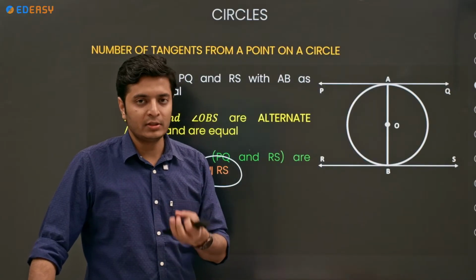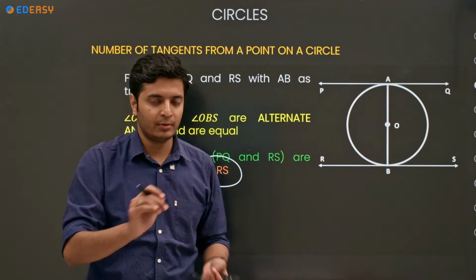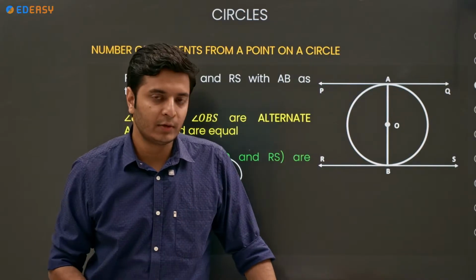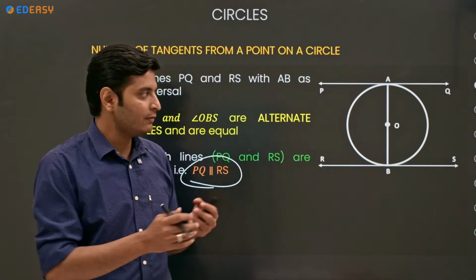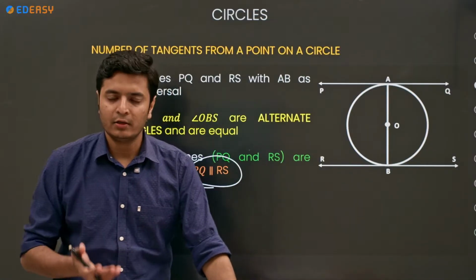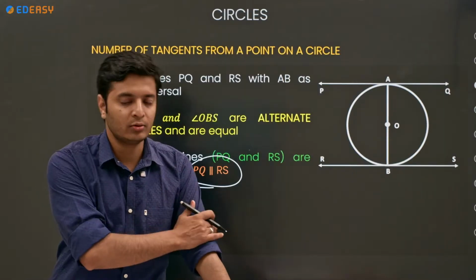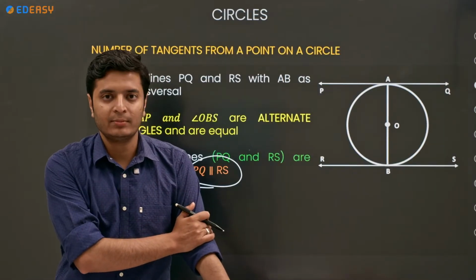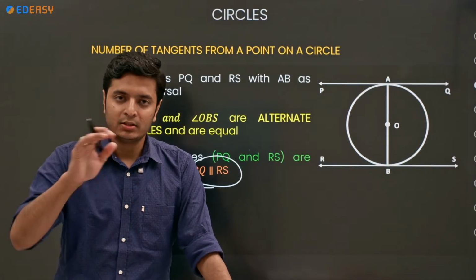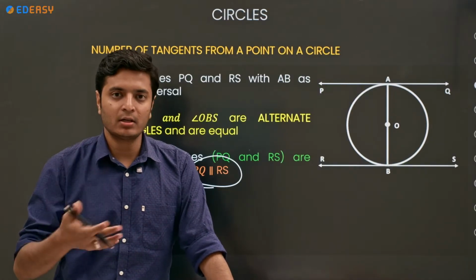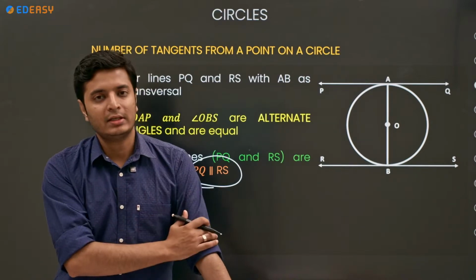So first, do one thing: try to prove theorem 10.1, try to prove theorem 10.2, and if you understood them, then it will be more than enough. But still, if you want to solve different problems, you can do that also. This chapter is very much scoreable. Please practice hard, nothing to worry about. Just try to remember the different terminologies that are used in this chapter.